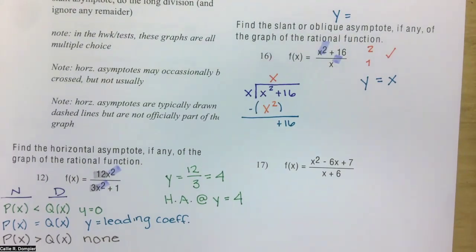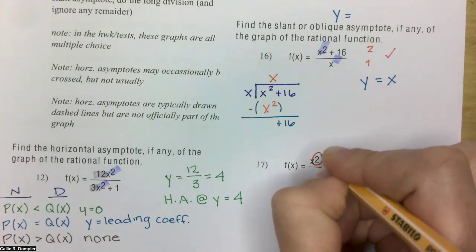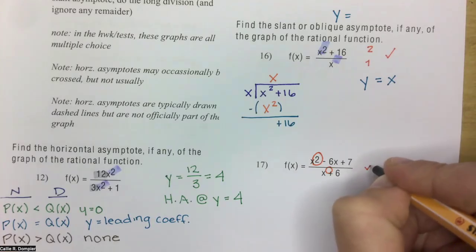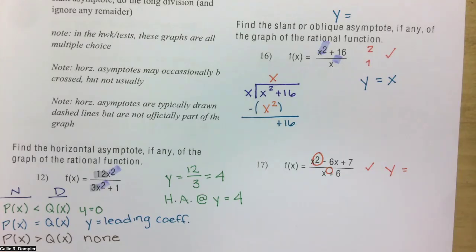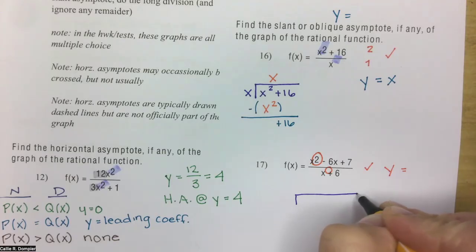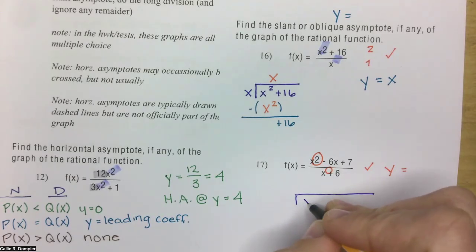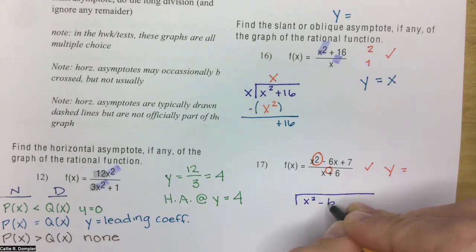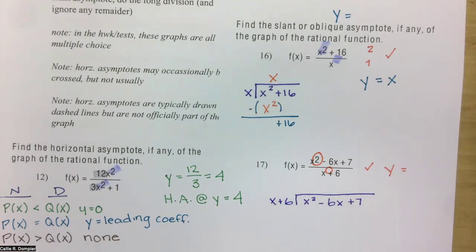One more oblique asymptote. Again, we need to check, is the degree of the numerator one higher than the degree of the denominator? It is, okay? So we do have an oblique asymptote. It will be at y equals, and then we have to do that long division again. So I'll set it up. Put the top polynomial into the house. Bottom one outside the house. We're going to take x squared minus 6x plus 7 and divide it by x plus 6.